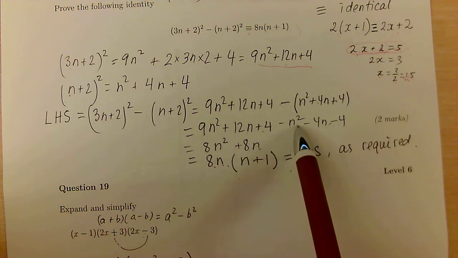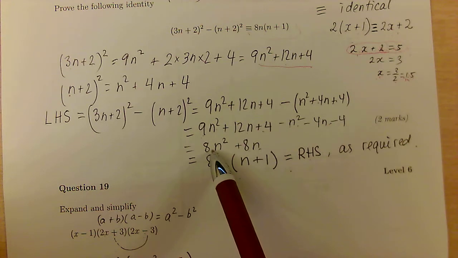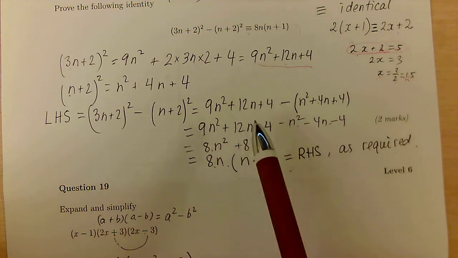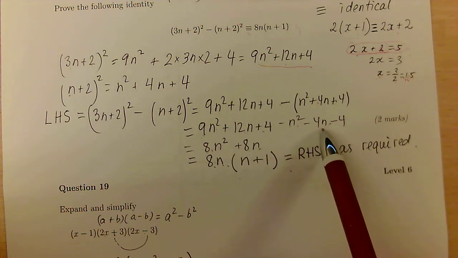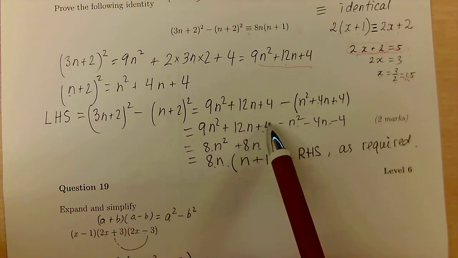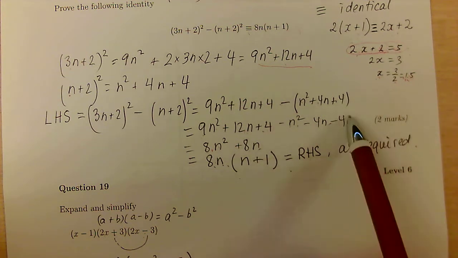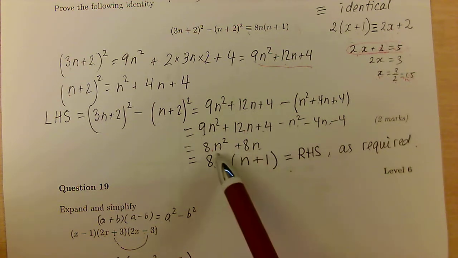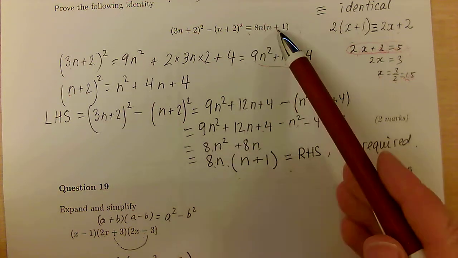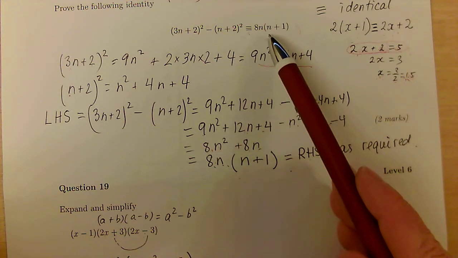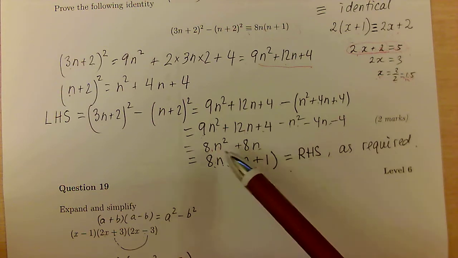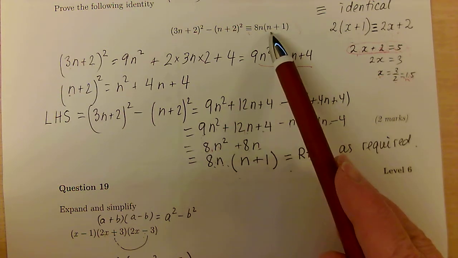9n squared, take away n squared, will be 8n squared. 12n, take away 4n, is 8n. 4, take away 4, nothing, right? So all the time, try to stop and think, are you far away from here? Are you far? No, you are not far, alright? So you see, you are very close to what you need to do.